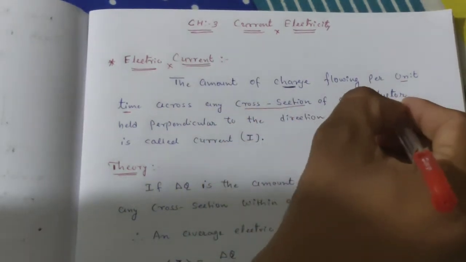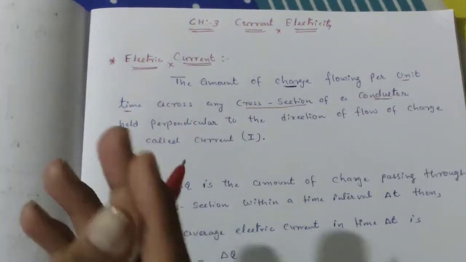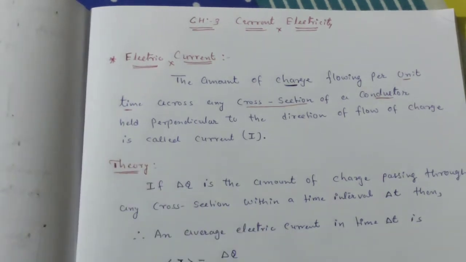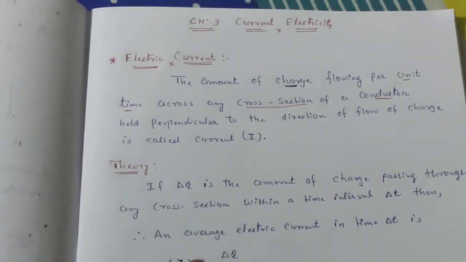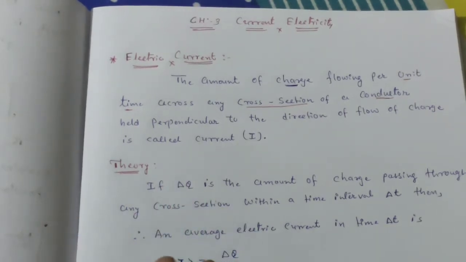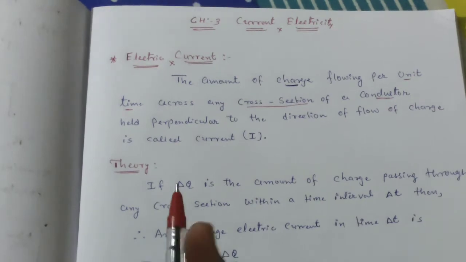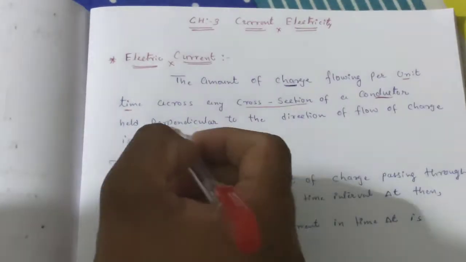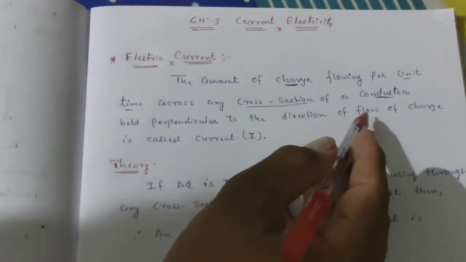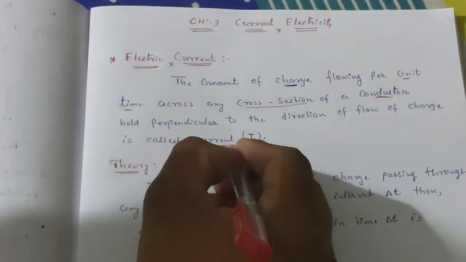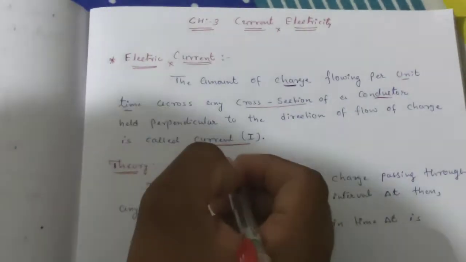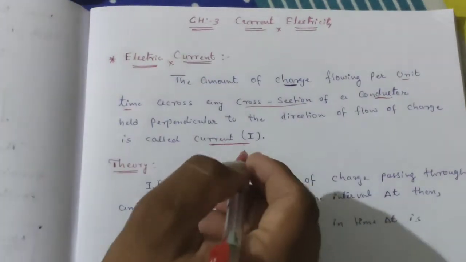Okay, we have two types of material basically. First one is insulator and second one is conductor. Conductor means it is capable of flowing a number of charges, and insulator means there is no possibility of flow of charges. So the flow of charge through a conductor, perpendicular to the cross section, is called electric current, or simply it is known as current. Okay, so this is the simple definition of electric current.